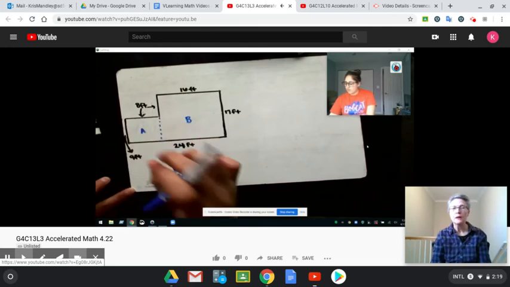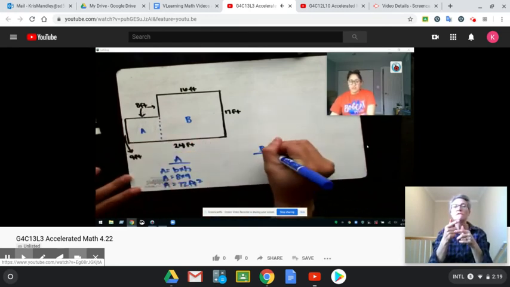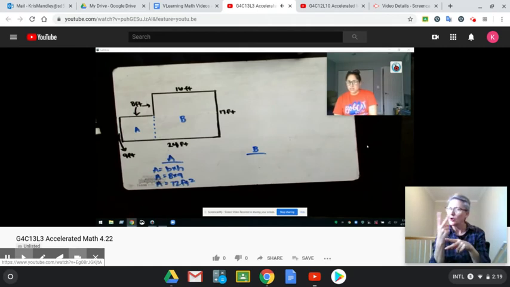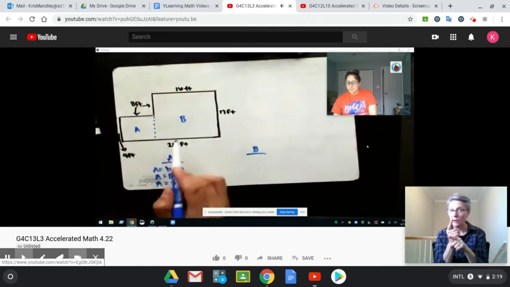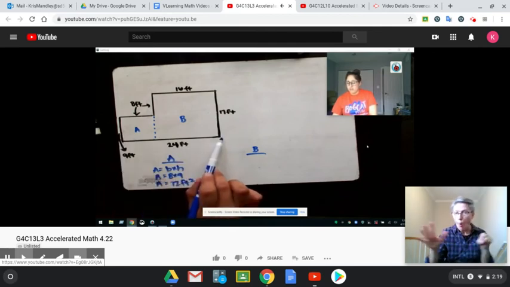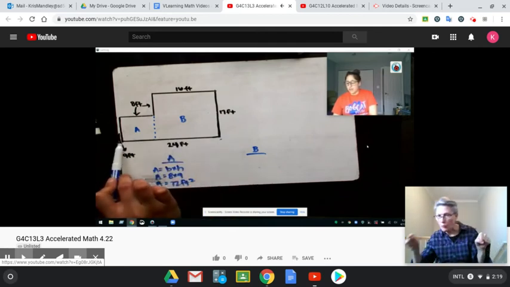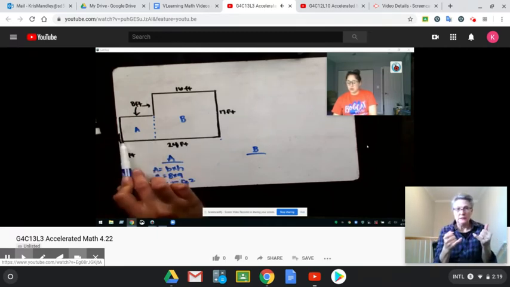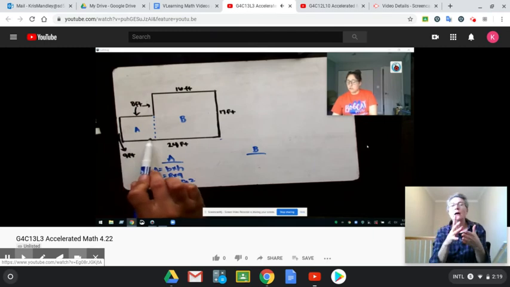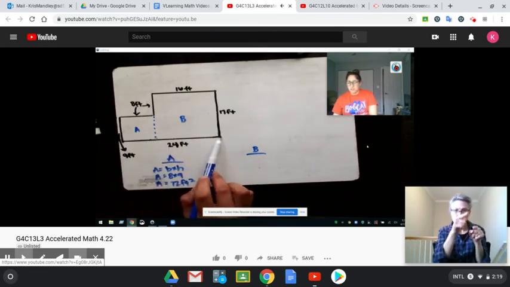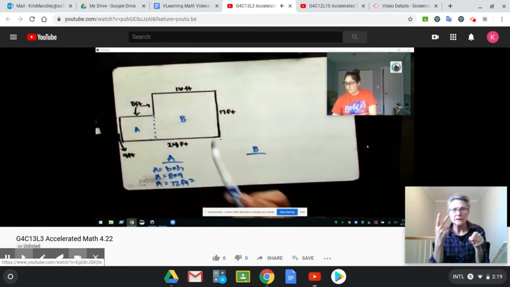All right, let's think about figure B now. For figure B, I need to be careful and look at my dimensions carefully, right? I don't want to accidentally put 24 because 24 is the length from one end all the way to the other end, but I only need to stop at this dotted line, right? Because I've already accounted for the length that's in this section A. So I'm going to be only looking from the dotted line to the end of my figure, which I see up top is 16 feet, right?